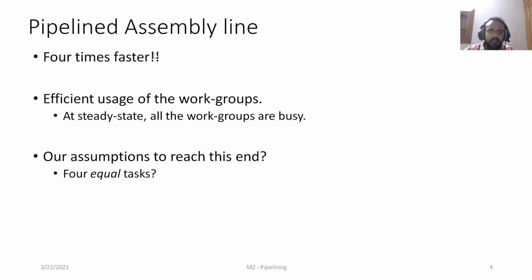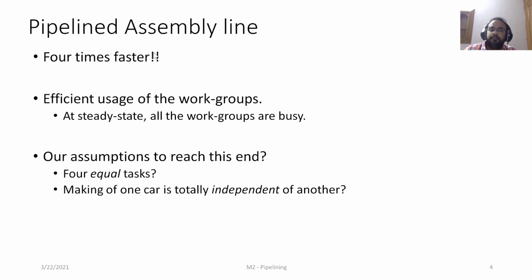Would we still be able to achieve 4 times the speed up or 4 times the throughput? We might not, right? And another assumption we made was that the work on one car is totally independent of another car. Yes, it might look quite obvious for car manufacturing, but it's not so obvious for instruction execution, because there will be a very common case that the output of one instruction might be used by another instruction. We are going to look at those dependencies, right?